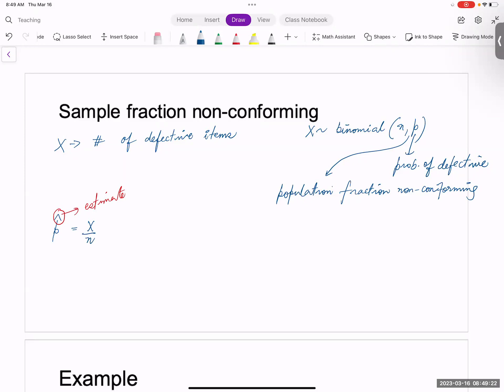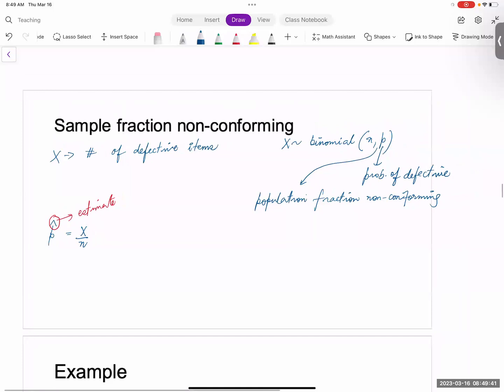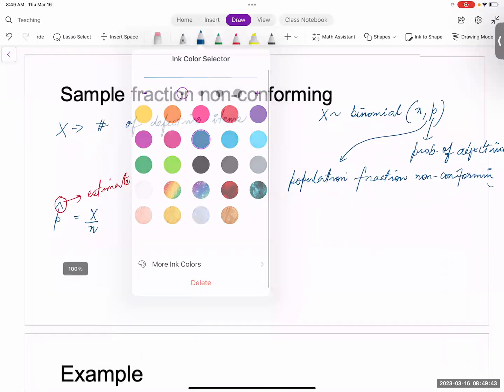Now, if you look at p hat, it is a random variable X divided by a constant n. So p hat is still, even though it's an estimate of p, a random variable, right? And if it is still a random variable, we are sometimes interested in the probability of p hat.